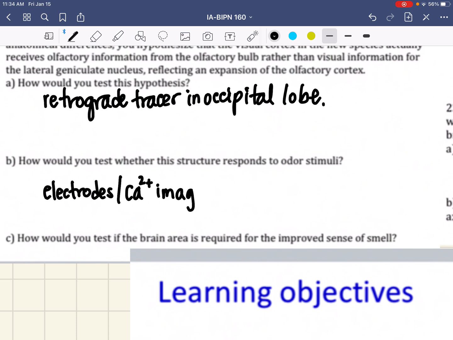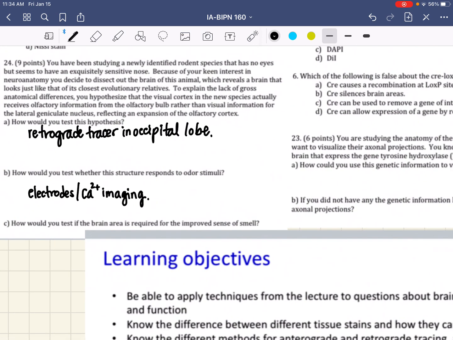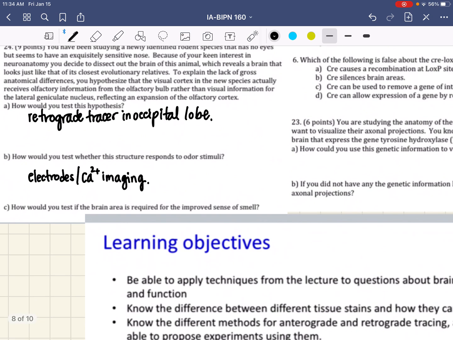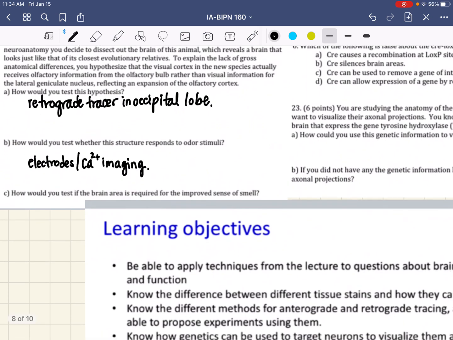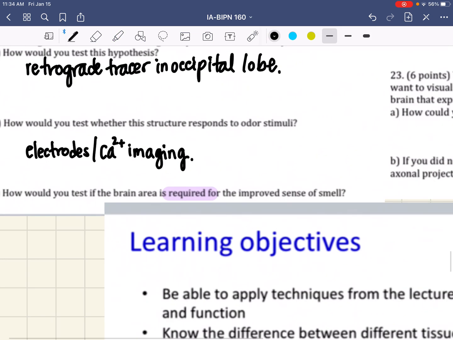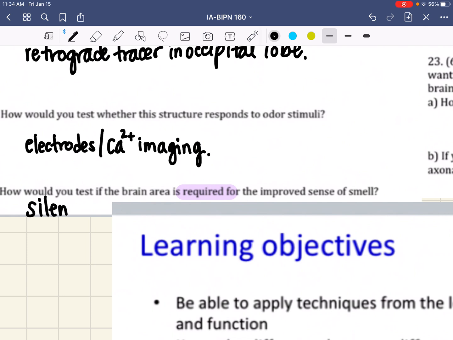And it doesn't necessarily mention any deep structures, so we won't mention two-photon microendoscopy or fiber photometry, but you can, of course, mention them if this is a structure that's super deep in the brain. Part C, how would you test if the brain area is required for the improved sense of smell? Again, the important word here is required. So if you want to know if something is required, then you silence it. So silence by halorhodopsin.